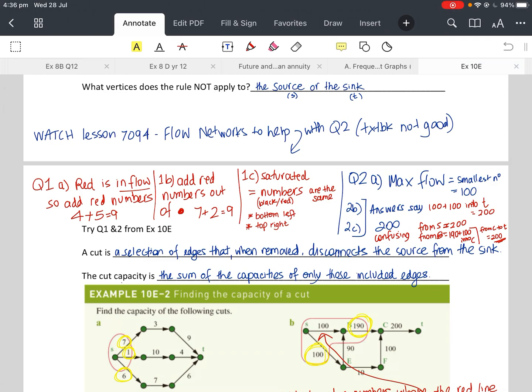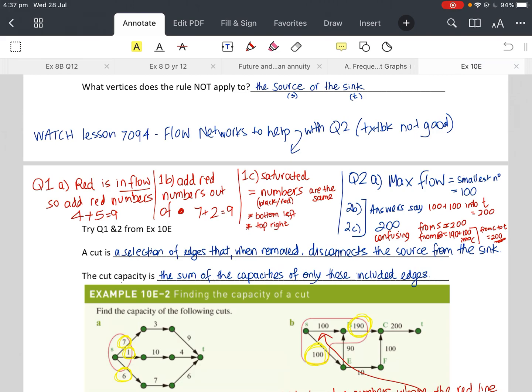Consider the vertex for the flow diagram on the right, where the red edge is the flow and the black edge is the capacity. So calculate the inflow and the outflow. So red is the inflow I've written down on my sheet. So add the red numbers to work out the inflow. And then the outflow, add the red numbers out of the dot. So the red numbers out of the dot are 7 and 2, so that would equal 9.